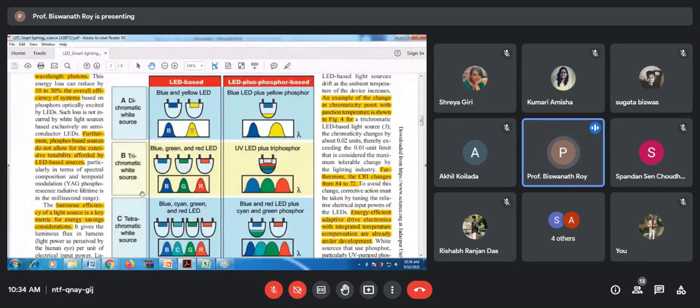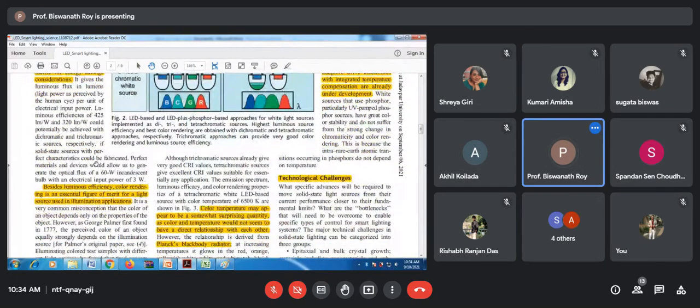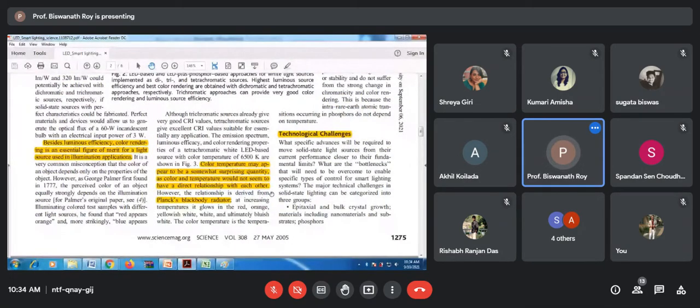But still, the lumen per watt for LED is much higher in comparison to an incandescent bulb, right? So what we discussed here is what are the possible ways we get a white light source? What are the approaches? Dichromatic approach, trichromatic approach, and tetrachromatic approach. What are the benefits of two approaches? One is LED based, pure LED based. Other is LED and phosphor based.